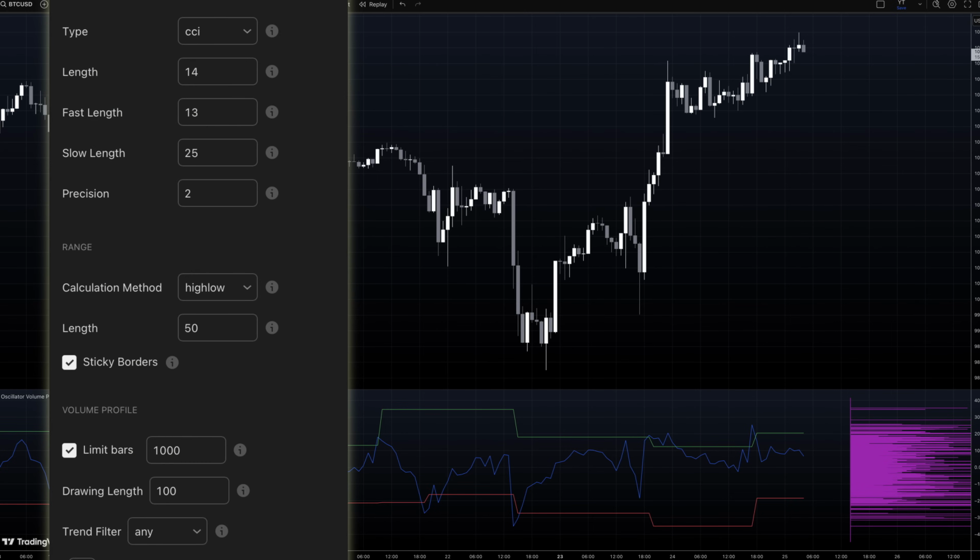The indicator offers extensive customization, including oscillator type selection, length parameters for different oscillator calculations, range calculation methods, volume profile length limits, drawing size adjustments, and trend filtering options. Users can fine-tune precision levels and sticky border settings for more refined analysis.